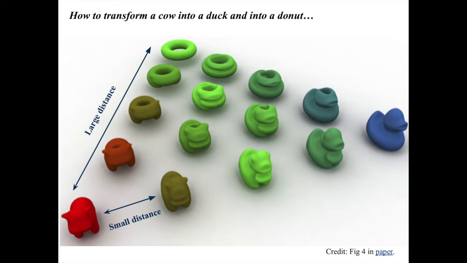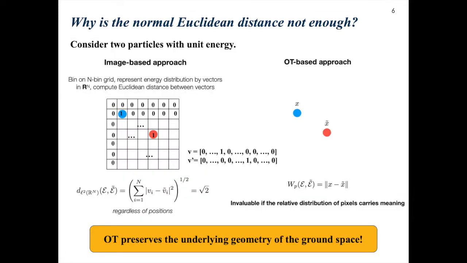So at this stage, you may wonder, why optimal transport? Why can't we just use the normal Euclidean distance? What's wrong with that? Okay, so let's consider a very simple example. Here are two dots, the blue one and the red one, and both have unit mass. So we can represent them as vectors in R^n, where all the entries are 0 except the ones that correspond to the location of this dot, right? So these are the two vectors corresponding to these two dots. If we compute the normal Euclidean distance, then the distance between these two dots will always be square root of 2, no matter how far apart these two dots are separated. And this is not what we really want.